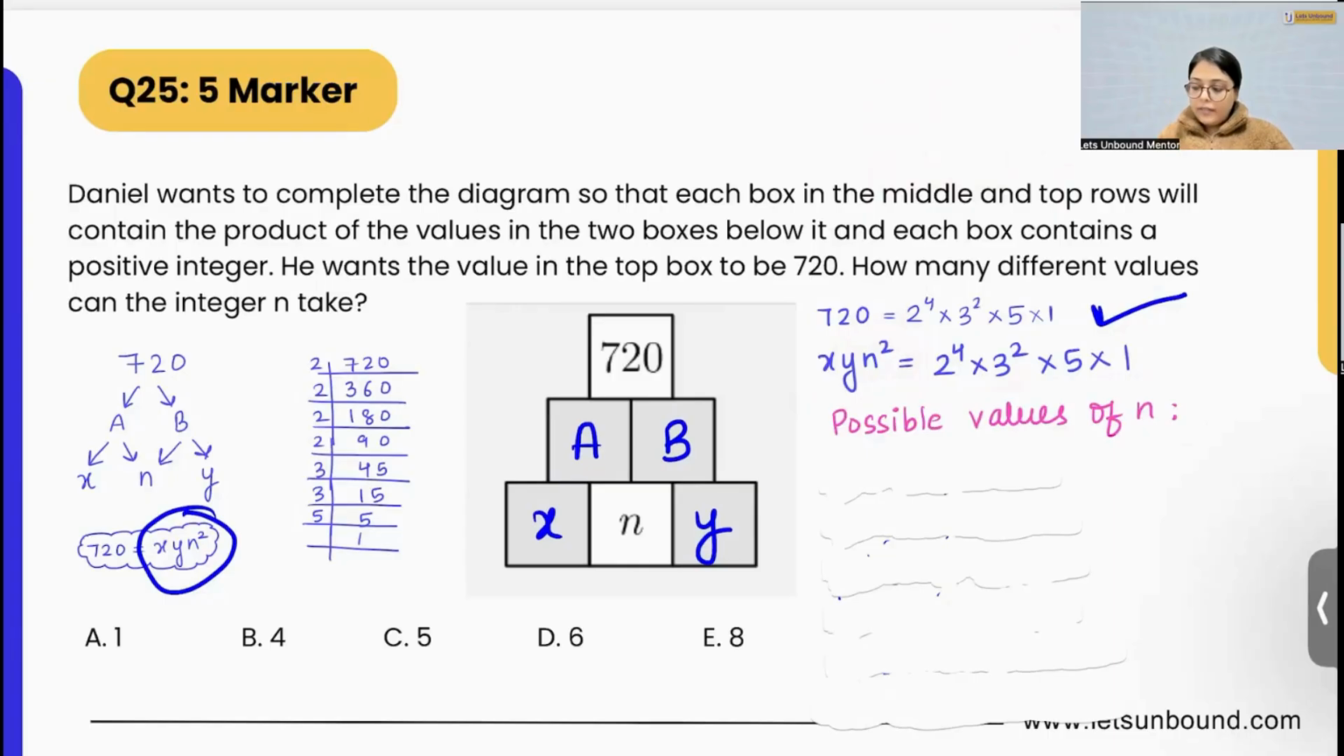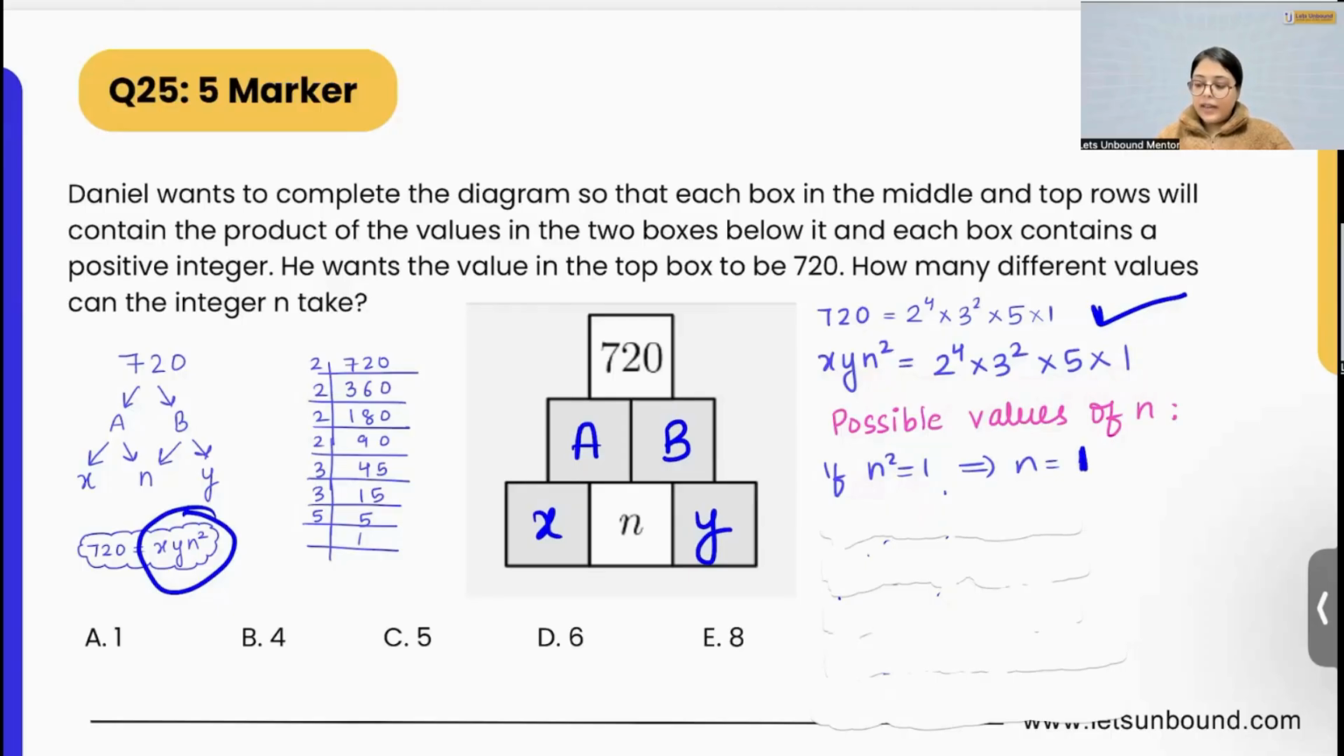First, if n square is 1, I'm just trying to compare, because xy could be the rest of the things. It's possible because it's a product, so we can pick any number. We have to be wise enough to choose which will give us the correct logic. So if n square is 1, then n will be just 1, right?